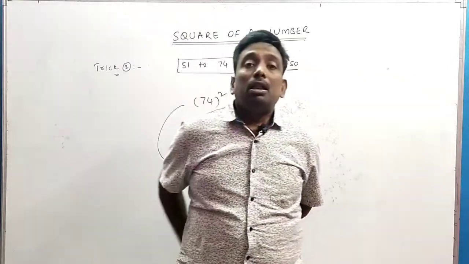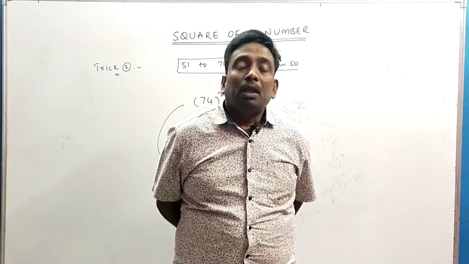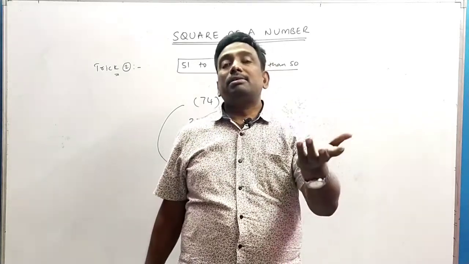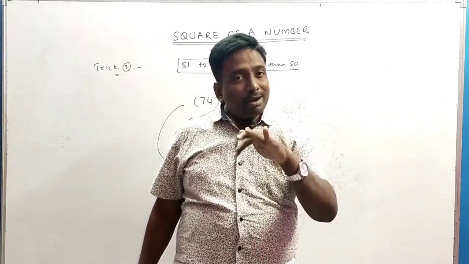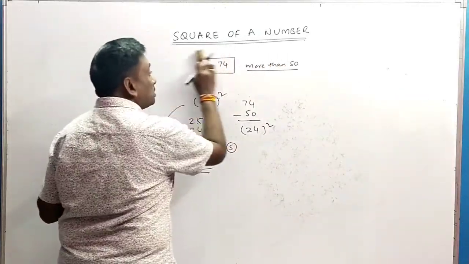First one is for numbers less than 50. Second one is for numbers more than 50. Next case is numbers which are less than 100 and more than 100. Now case 3.